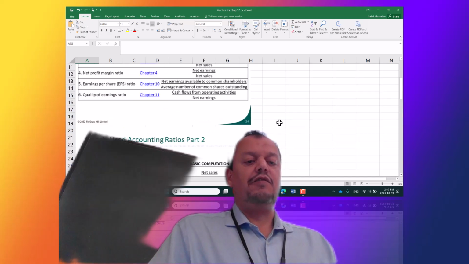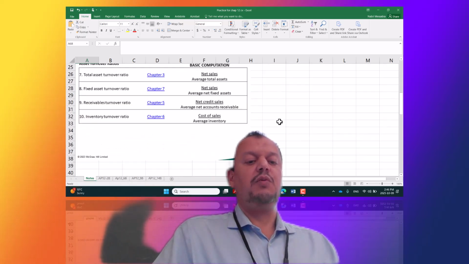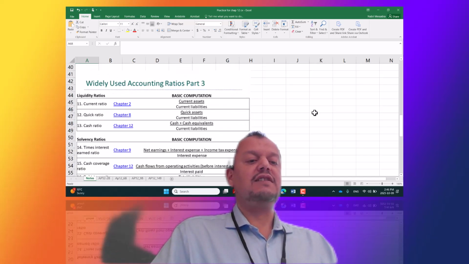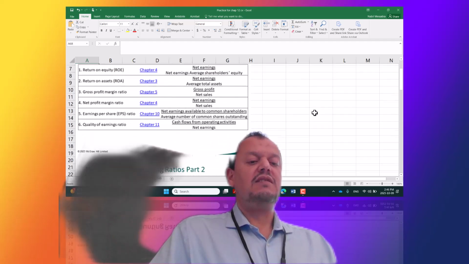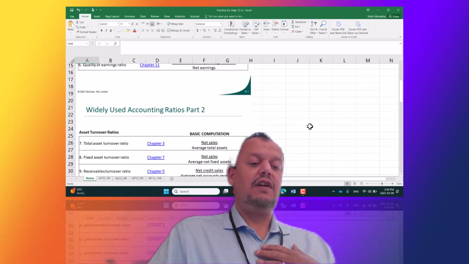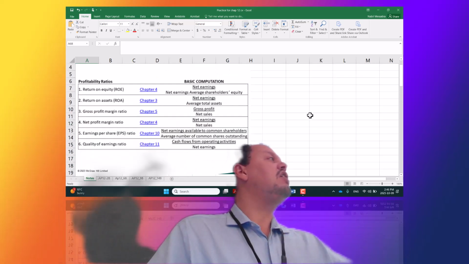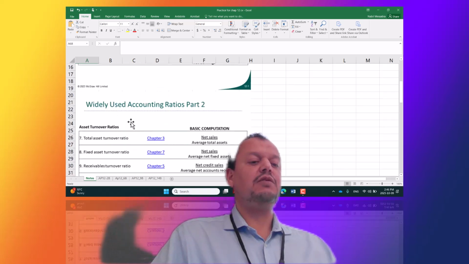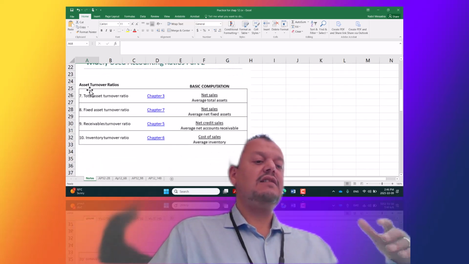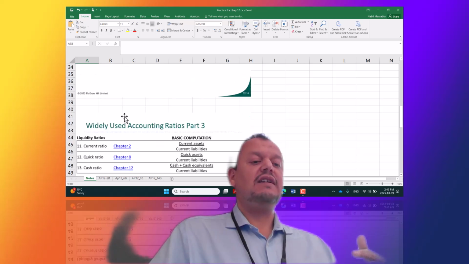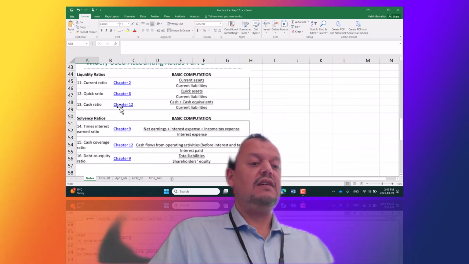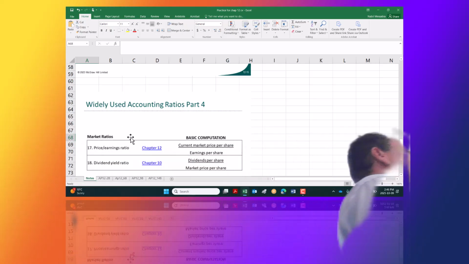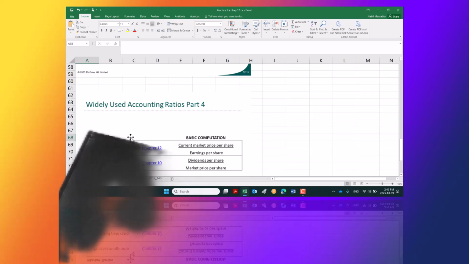So this is the list of ratios you can expect to see in your report. Again, not all of them. This is the full list, and you select from every list, but I expect all aspects to be covered. There should be a section about profitability analysis, asset turnover analysis, liquidity analysis, solvency analysis, and market analysis. But which ratios you select is really up to you.